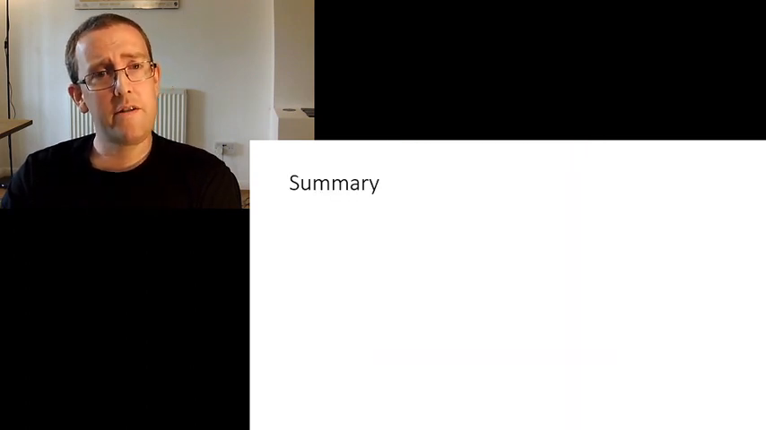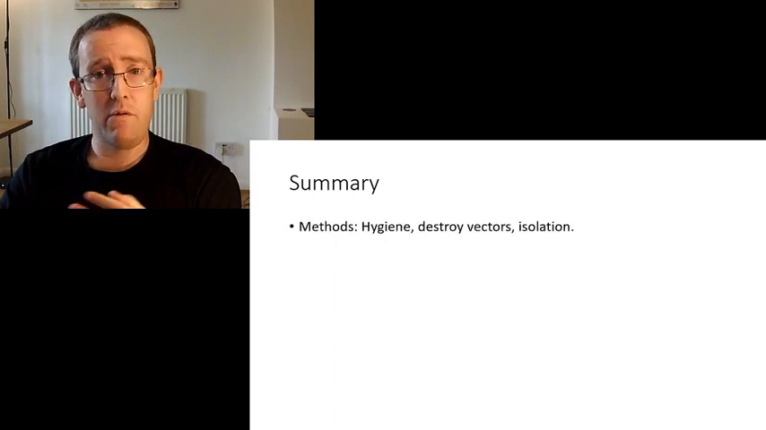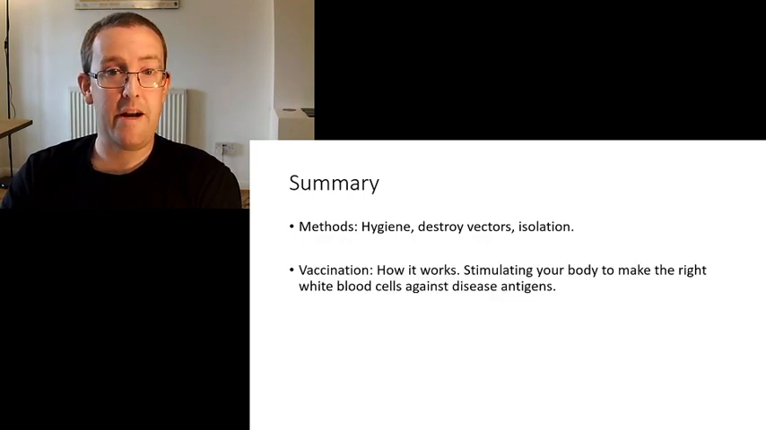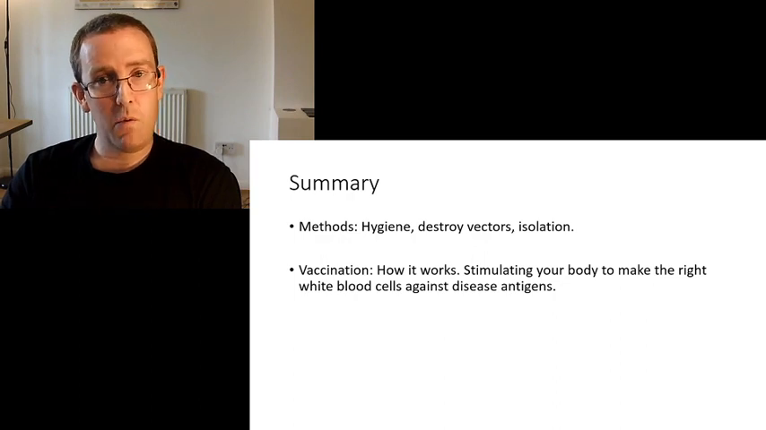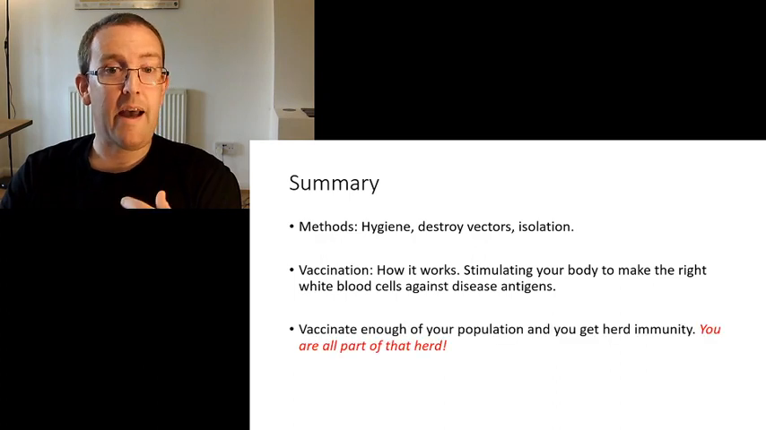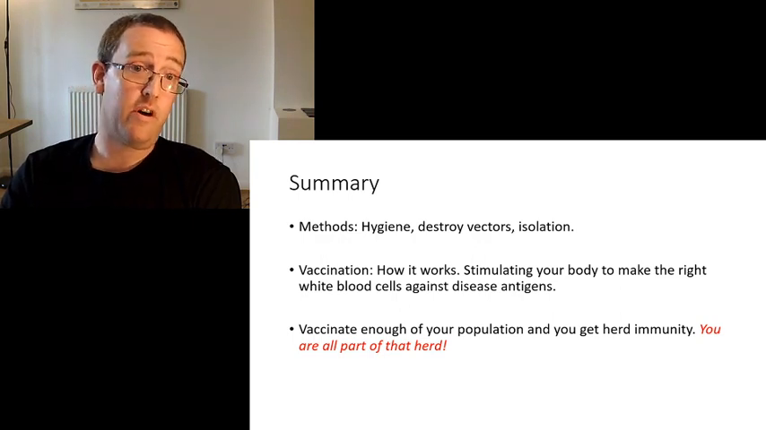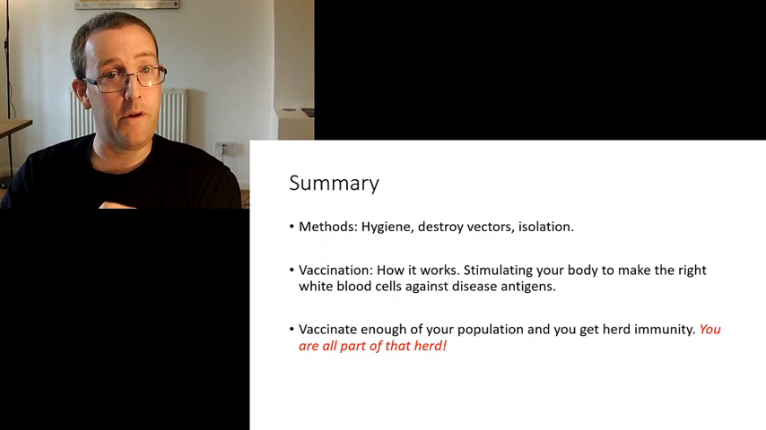So, to summarise what we've said today before we stop, and then we'll do another video of how you would answer some exam questions on all these things. In summary, the methods you need to know: hygiene, destruction of vectors, and isolation. Again, you should be very familiar with these from the situation we're in now. What vaccination is and how it works: we stimulate your body to make the right white blood cells against the disease antigens. Of course, what herd immunity really is, in terms of vaccinating enough of your population and you get herd immunity, which relies on the idea that you are all part of the herd.